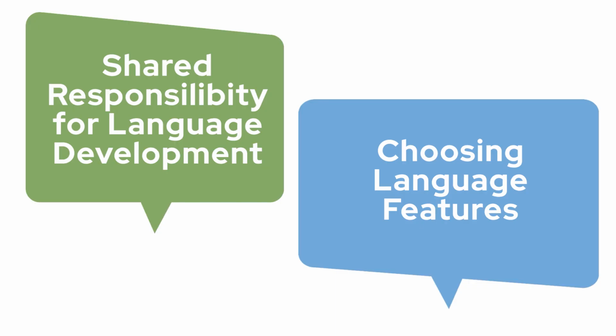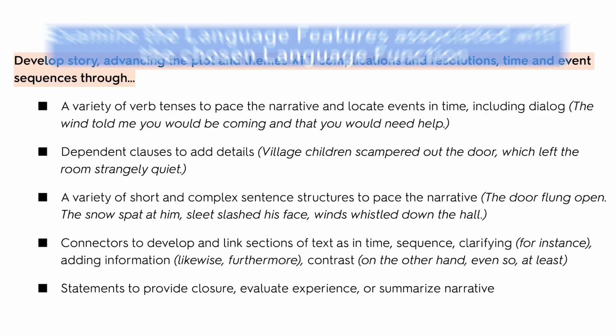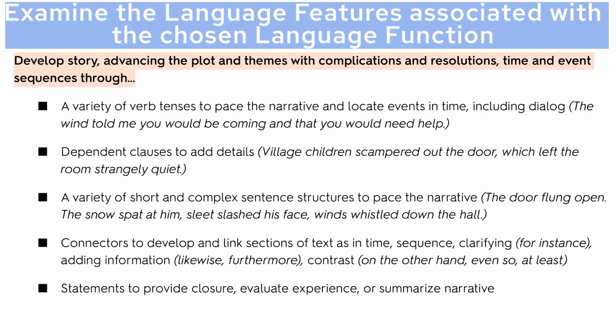Okay. So these, we can look at the features. It's over here. Right here. So it says variety of verb tenses, dependent clauses, a variety of short and complex sentences, and then it connects to and develops, link sections and statements to provide closure. Okay, so maybe not all of these either then? Right. So I think now we need to look at, definitely, the actual exemplar.